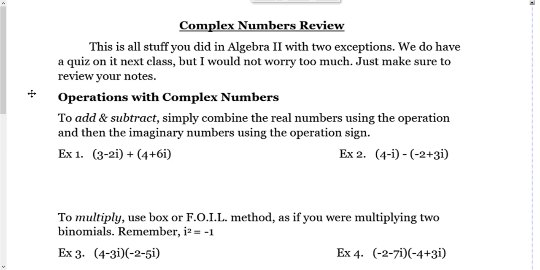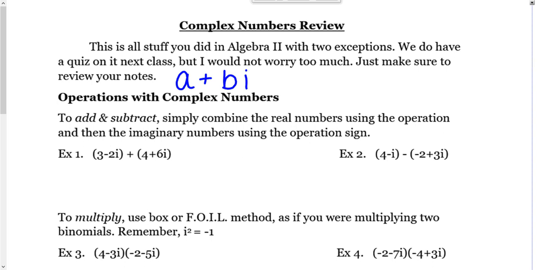To add and subtract, simply combine the real numbers using the operation, okay? And then the imaginary numbers using the operation. Real numbers have no i with them. Imaginary numbers have i. All of your complex numbers should be in the form a plus bi, where the real number is first and the imaginary number is second. Everything should always be in that form.